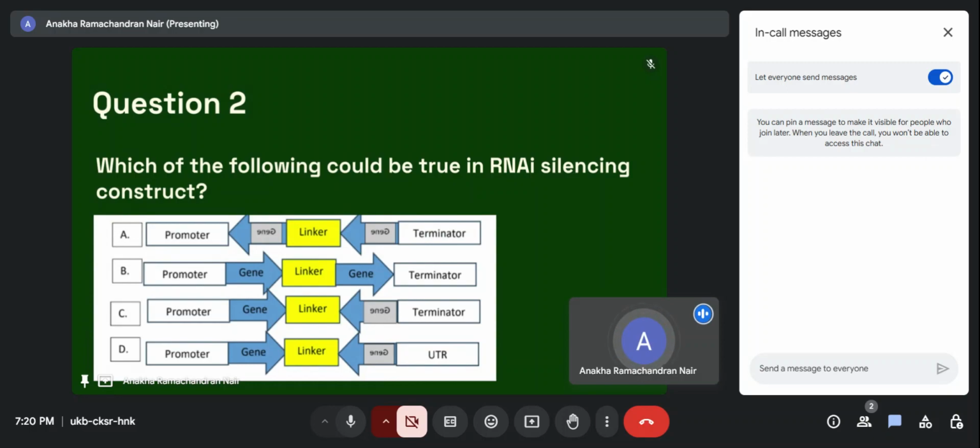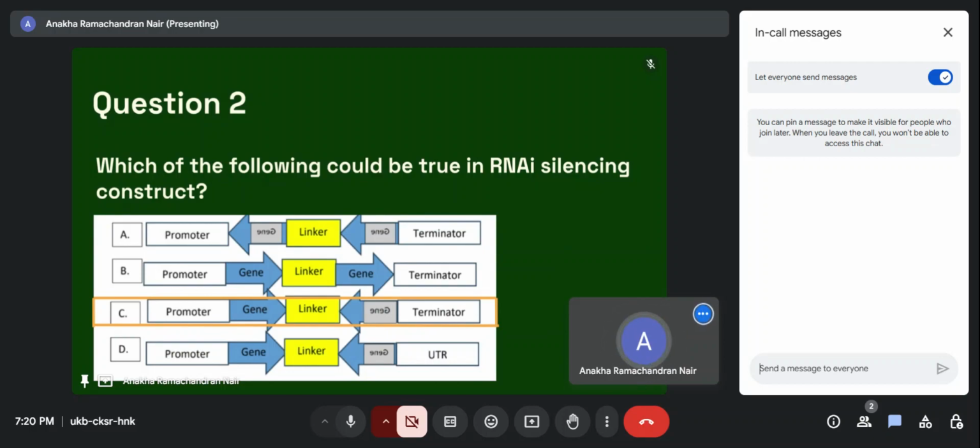So if you remember, this RNAi construct is supposed to form something called a hairpin loop structure, right? So that is a clue. Maybe that can help you figure out which of these is the correct answer. So let's move on to the answer. The answer is option C, where the RNAi silencing construct has a promoter region, a gene in the forward direction, a linker, a gene in the reverse direction, and a terminator.